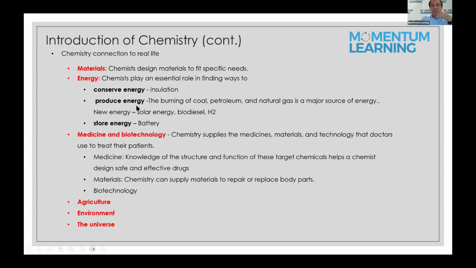And then producing energy, burning of coal, petroleum, and natural gas. We will be writing equations for them, and then we will be calculating energy. How many grams of this substance will produce how many joules, kilojoules of energy. And then different chemists are also dealing with batteries nowadays. Batteries are where you can store the energy for later use, from watches to computer batteries to cars nowadays.